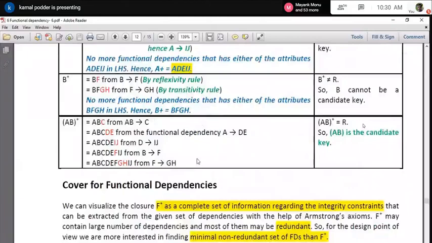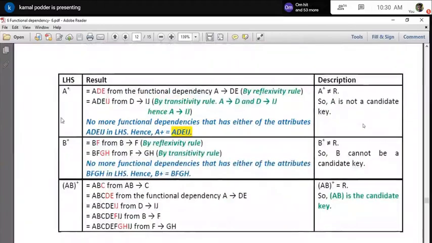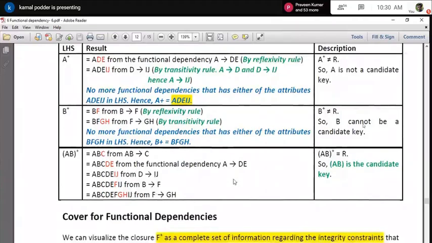So now, if a single attribute cannot be a candidate key, then you take a combination and try to find it out. And ultimately, if you try, then we find that this is the thing. Okay, so we can say that AB is a candidate key because the subsets A and B are not candidate keys. So AB is definitely a candidate key. Okay, it is a super key also, and it is also a candidate key. Okay, so this is the procedure for finding the candidate key or super key.